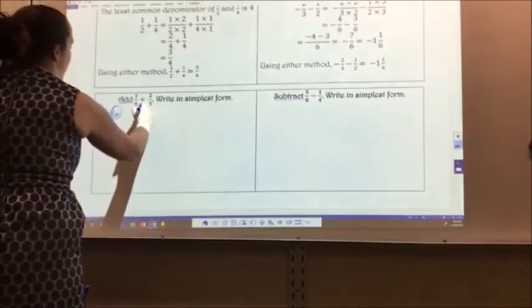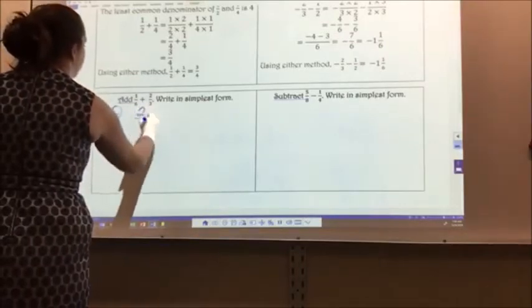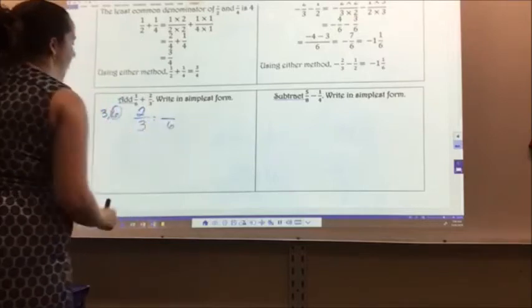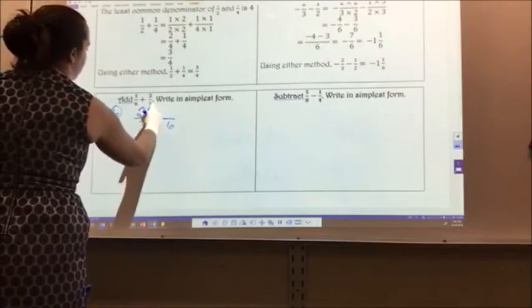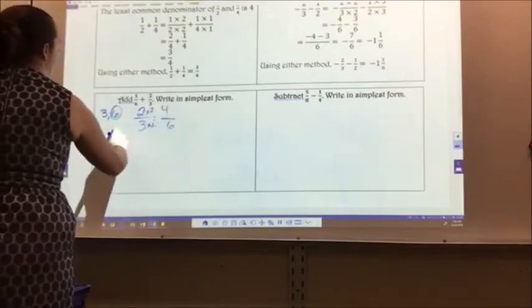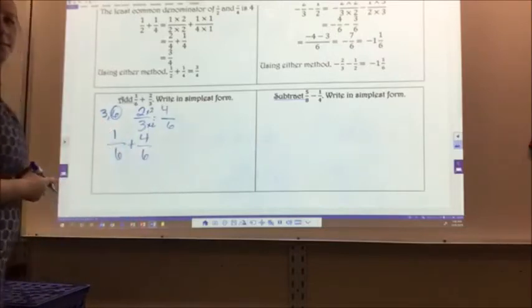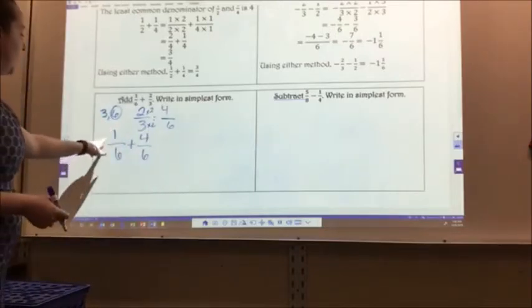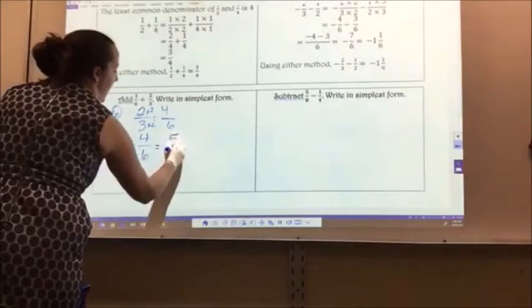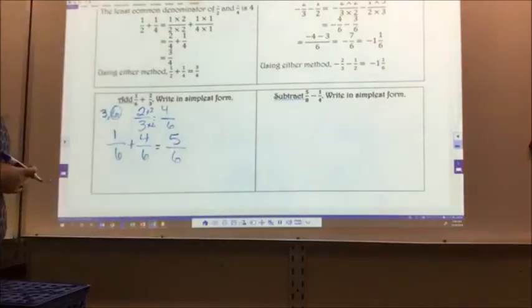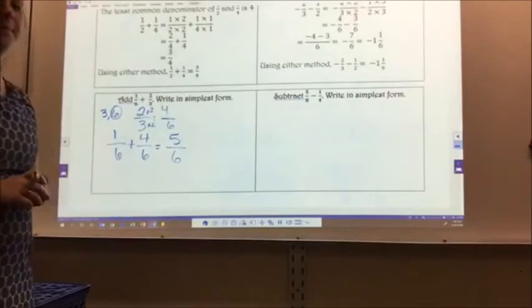Now 1/6 I don't have to change, but 2/3 I do. I want to change it so it's over 6. 3 times 2 gives me 6. So 2 times 2 gives me 4. So now I can add 1/6 plus 4/6. Now they're like fractions, so I add the numerators. 1 plus 4 gives me 5, so 5/6. And I cannot simplify that because 5/6 is in simplest form.